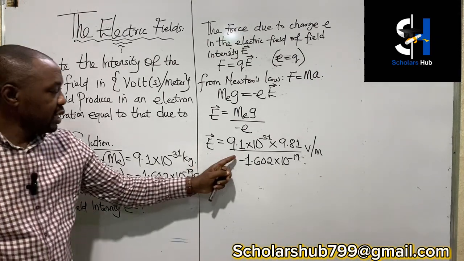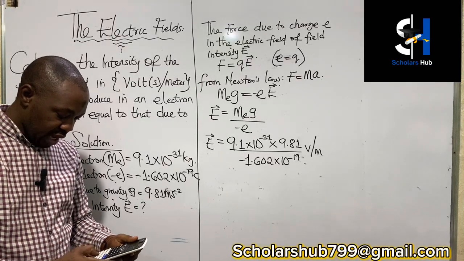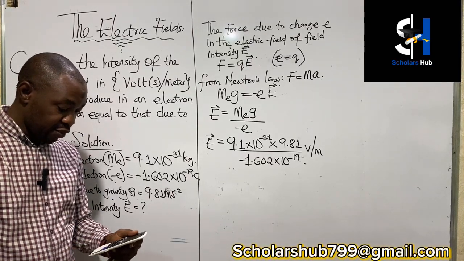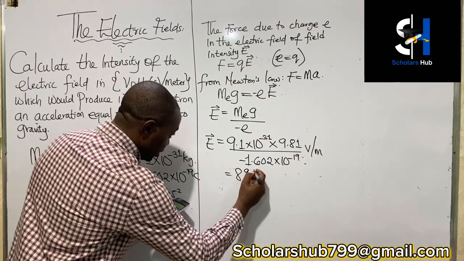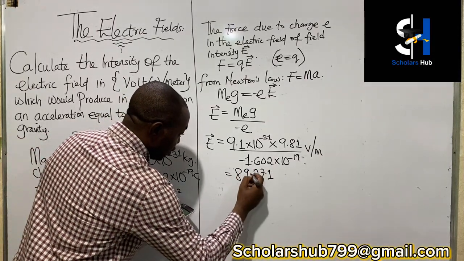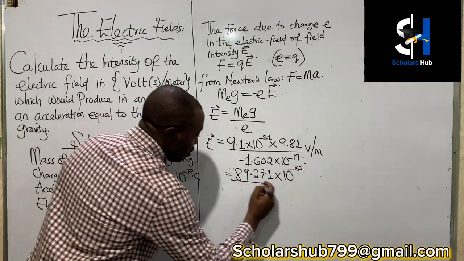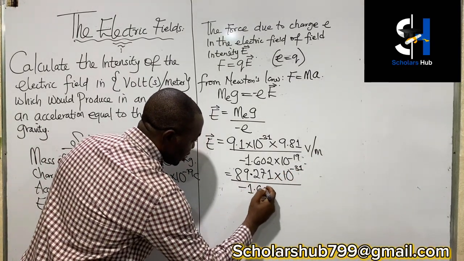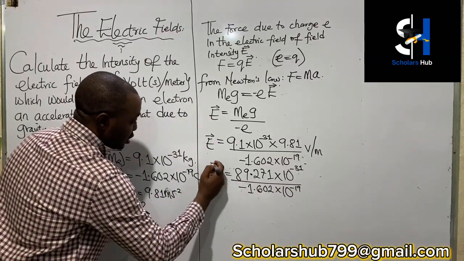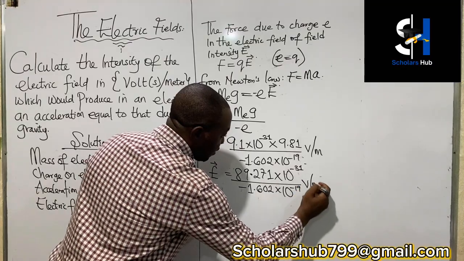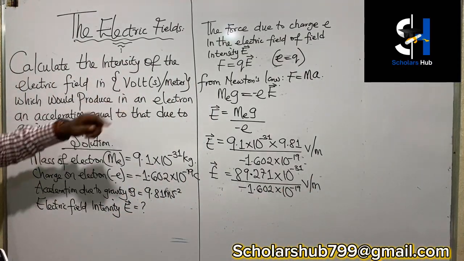Let's multiply 9.1 by 9.81. So what is 9.1 multiplied by 9.81? We're going to get 89.271. Then we multiply that by 10 raised to the power of negative 31 over negative 1.602 times 10 raised to the power of minus 19. And this is in volts per meter. That is the unit of electric field intensity.